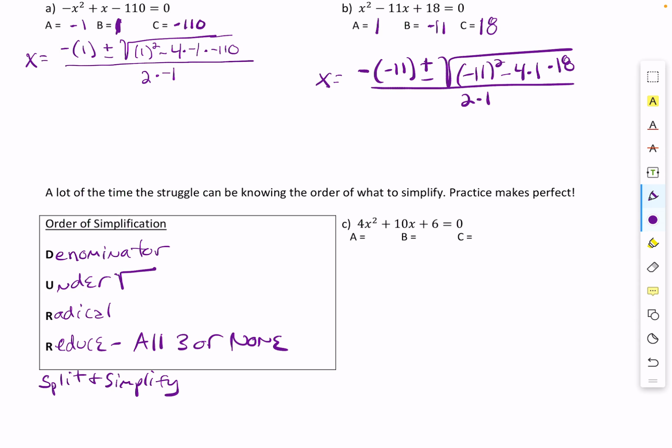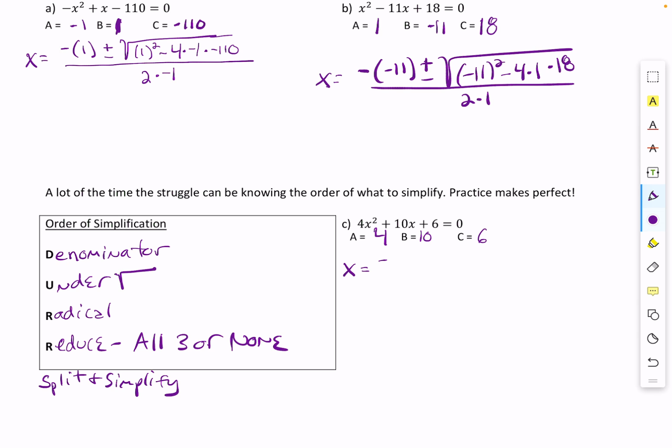Okay? So first thing I check, is it in standard form? When I ask that, I'm asking, does one side equal 0? Yeah, so we're ready to go for standard form, right? Okay, what's my A? 4, good. What's my B? Good. And my C? Good. Okay, so now let's do our setup.